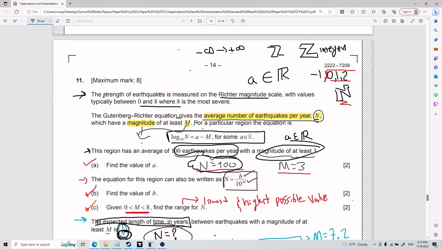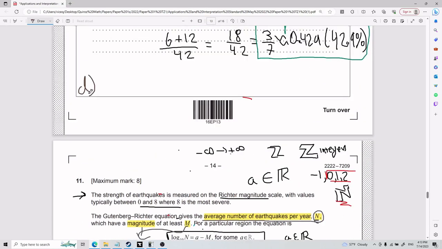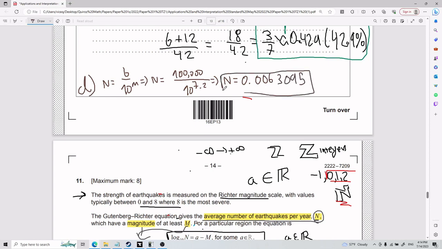So what is my n value? n equals b divided by 10 to the power of m. From before, we identified that b is 100,000. We said that m is 7.2. And so this gives me an n value of, just trust me on this one, plug it into your calculator, you end up with 0.0063095. That is my n value.